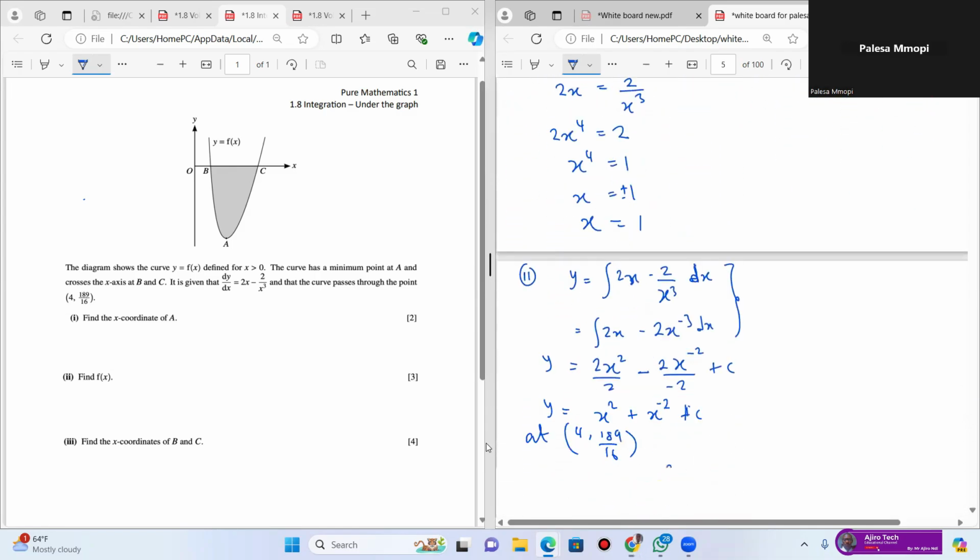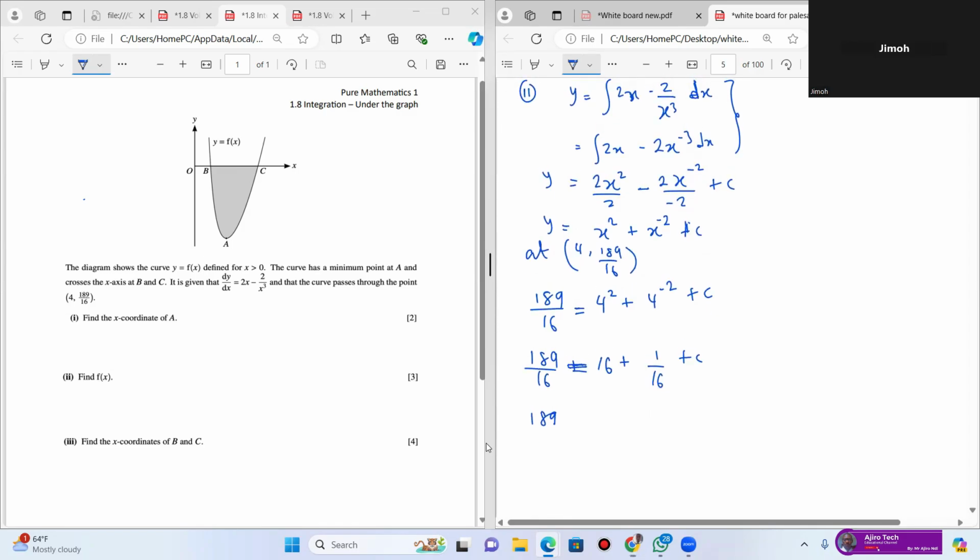So now 189 over 16 minus 1 over 16 minus 16 is c. If I subtract, I get 188 over 16, so 188 over 16 minus 16 is c. Can you do it on the calculator, or should I continue with mental math? It's negative 17 over 4. Are you sure about that? Yes, it looks like negative 17 over 4.